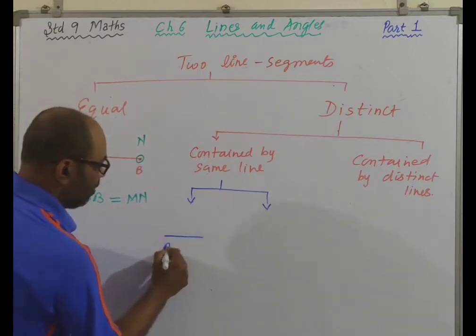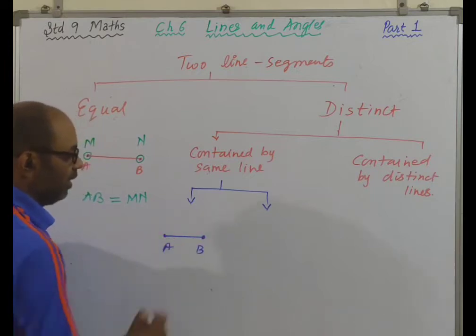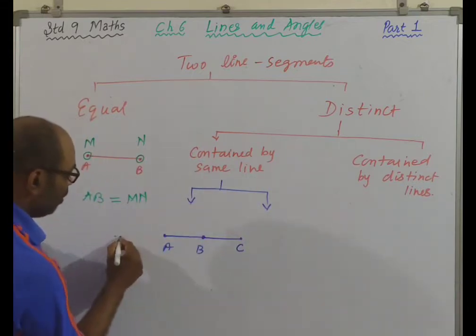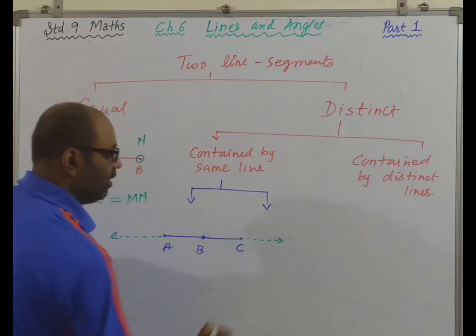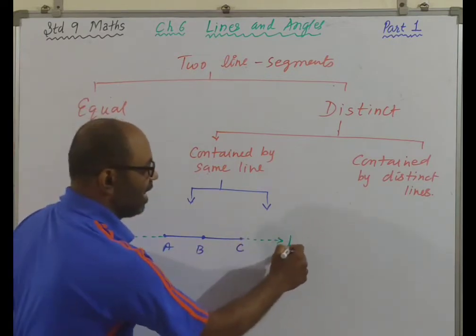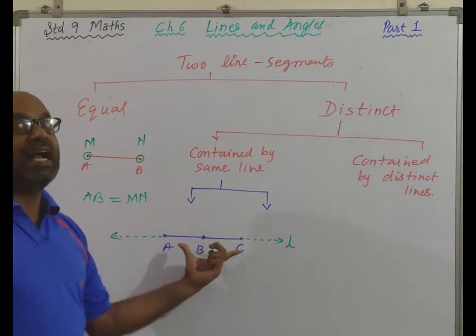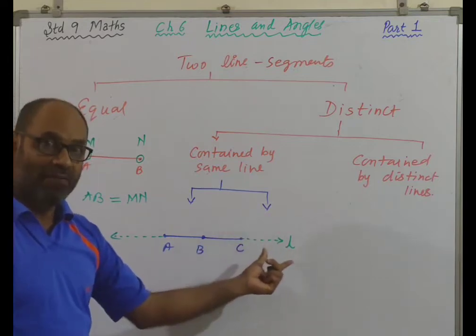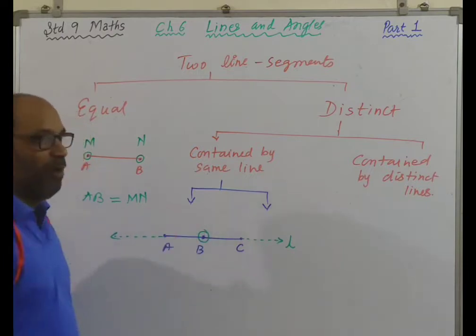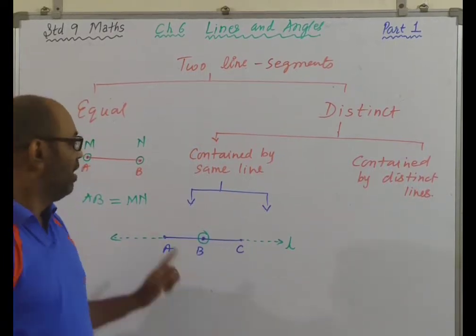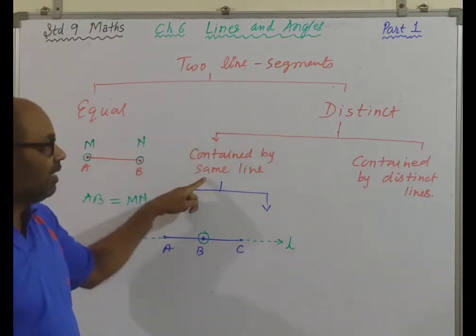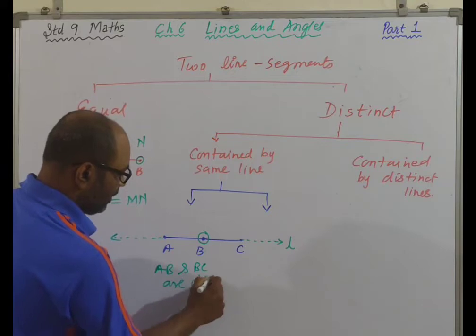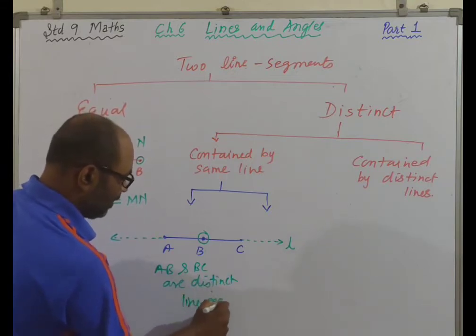See, this is line segment AB. Correct? और वही लाइन पे है line segment BC. देखो, इसको पूरी लाइन में convert करते हैं by extending it. हम आगे produce करते हैं both the directions और उस लाइन का नाम देंगे L. So line segment AB is contained by line L. Can you see line segment AB is a part of line L? Line segment BC is also part of line L. अभी दोनों के बीच one end point is common, बाकी के end points common नहीं है. So these are distinct line segments. So AB and BC are distinct line segments.